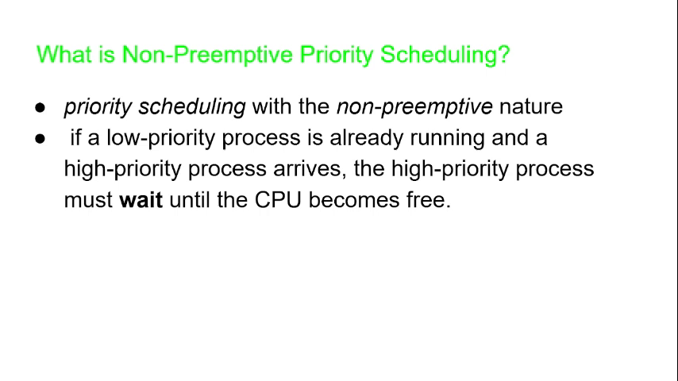So, if a low priority process is already running and a high priority process arrives, the high priority process must wait until the CPU becomes free. This behavior makes the algorithm non-preemptive.